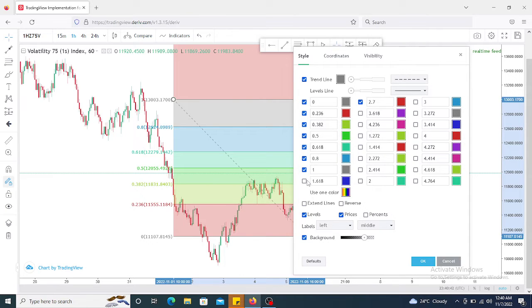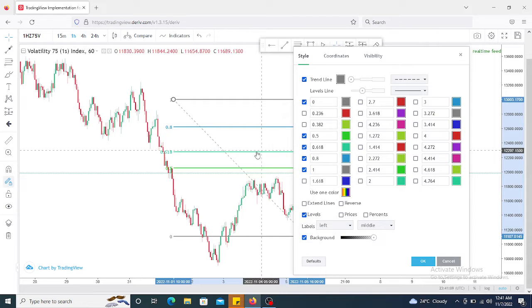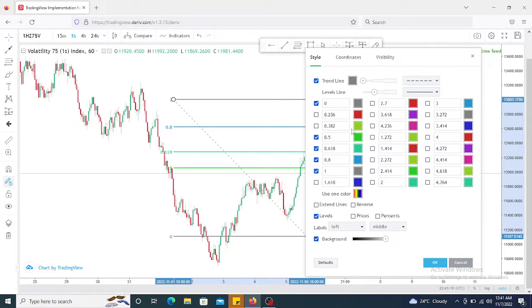So what I normally like doing, I will just uncheck all these levels and uncheck the price. I prefer it to be on percentage. Take off the color, make my level line a little bit thicker, and I'll leave the 0.5, which is the 50 level, or the 618 level at the 0.80 level. Okay, so this is what your Fibonacci retracement should look like.